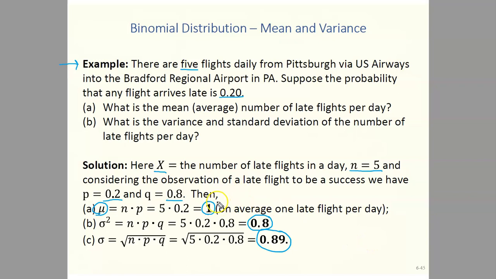And there you go. So that's the mean, variance, and standard deviation for the number of late flights in a day. And that concludes this video on calculating the mean, variance, and standard deviation for the binomial distribution.